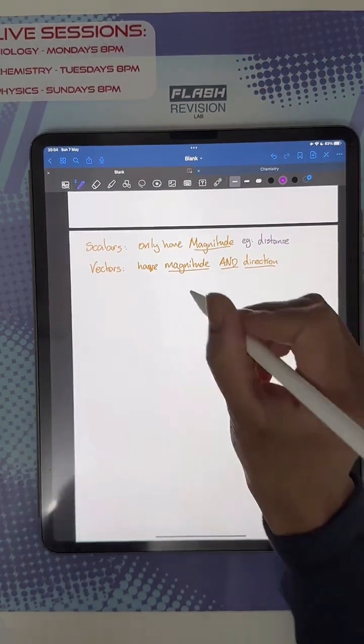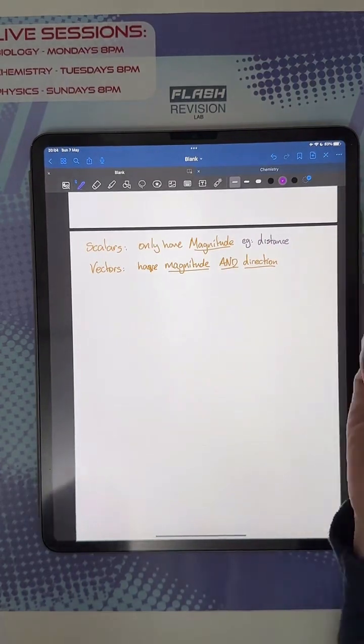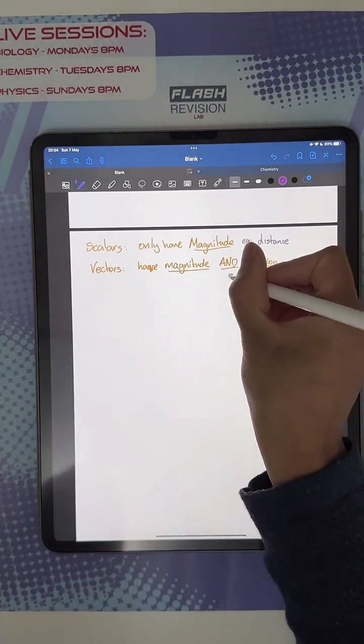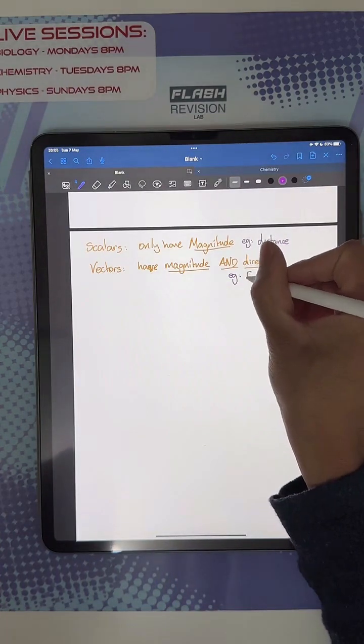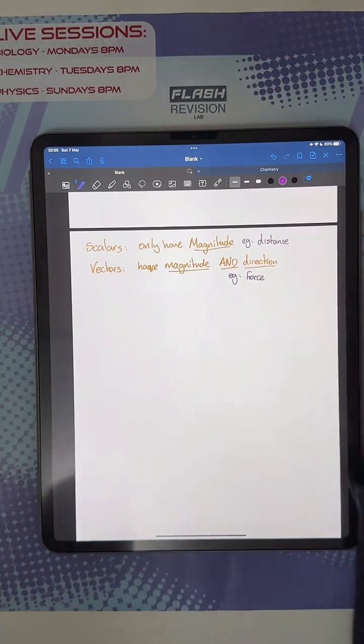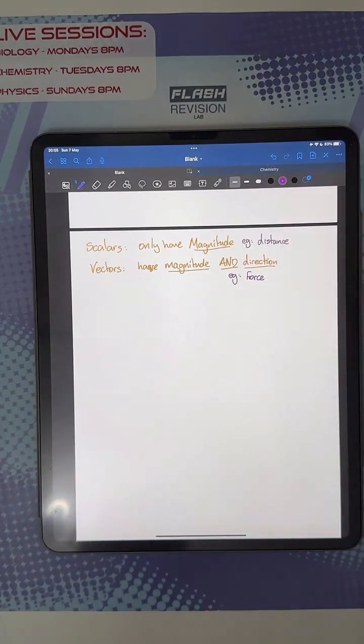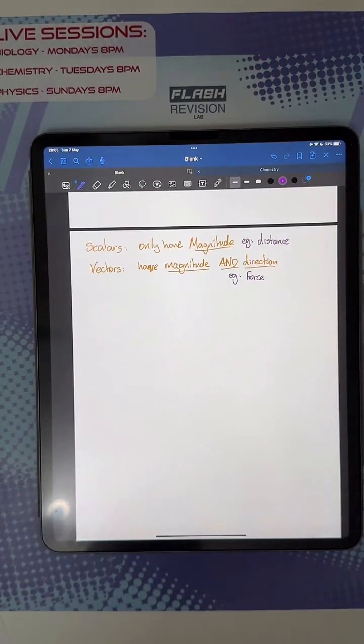A vector has to have a size and a direction. What are examples of vectors? What do you guys think? Or giving you some more examples of scalars if you guys know, whatever you think you know. Velocity, yes. Any force, good. So forces, any force is a vector because force depends on direction. When you draw force diagrams, you always put an arrow to point what direction it's acting in.